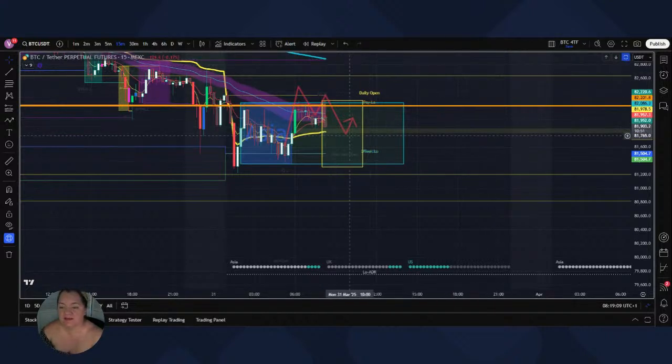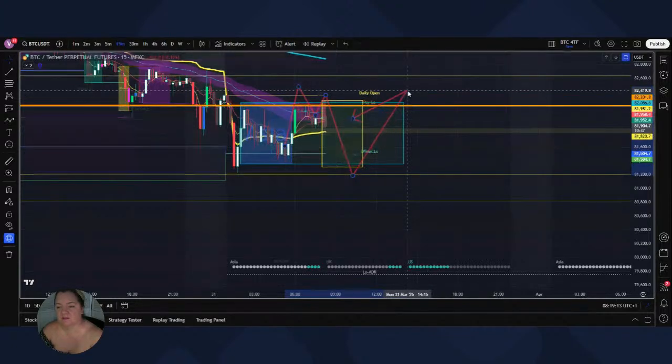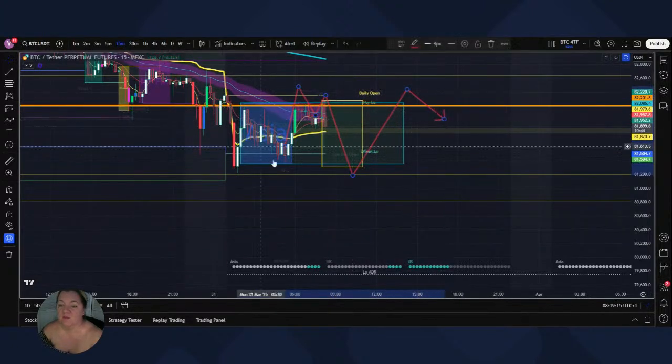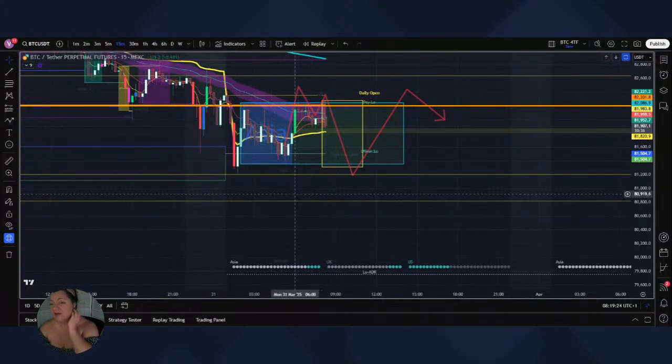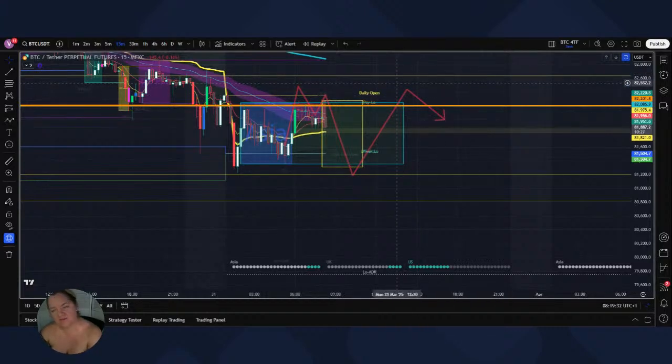So could we get something like this? And then it comes back up, and then we get our continuation up. This could be what we're seeing right now, considering on the larger time frames this is a bounce area. But in the shorter term trade, this is a reversal. Usually with these sort of things, this is a reversal down.